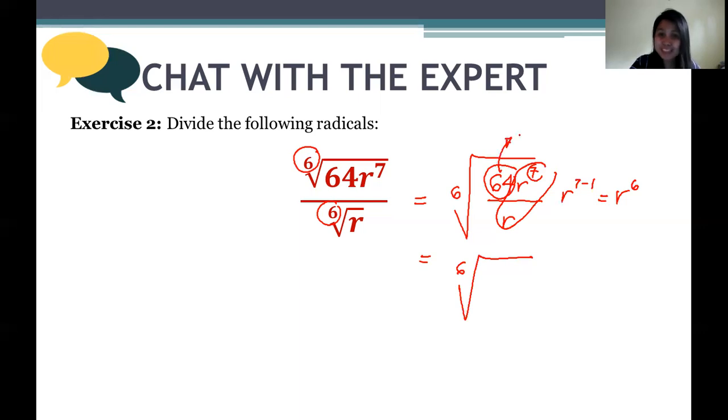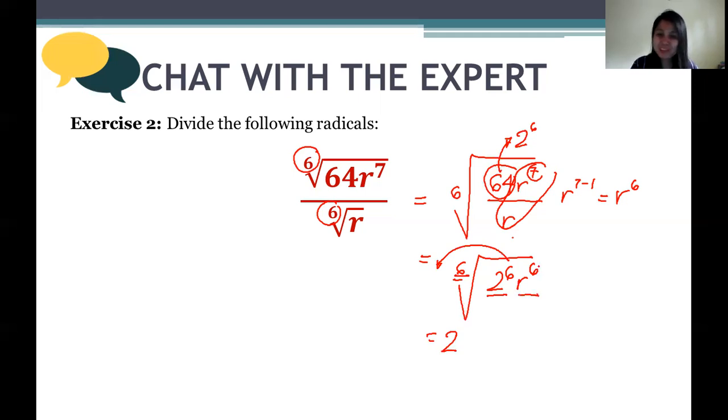64 can be written as 2 to the power of 6. So let's rewrite it: 2 to the power of 6, r to the power of 6. Let's find the 6th root. It means we divide all exponents by 6. Let's start with 2. 2 to the power of 6, the exponent divided by 6, the answer is 1. So it goes out. 2 to the power of 1. You may not write it.